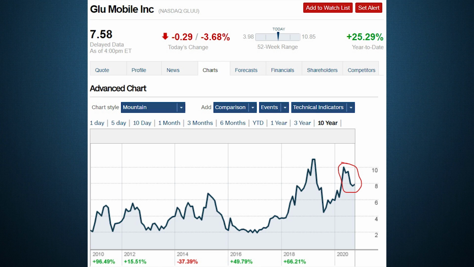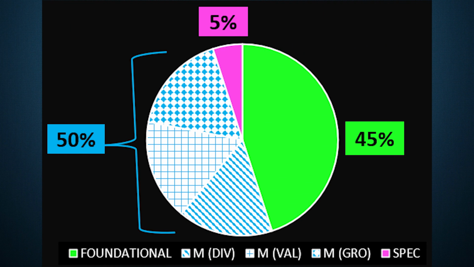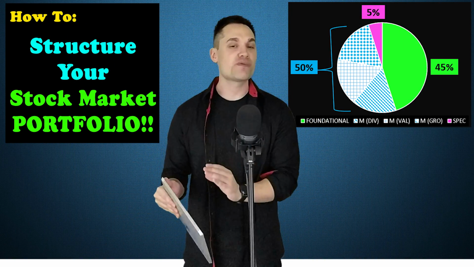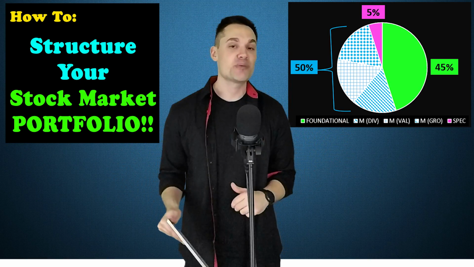Okay, so add up all the different sections and we're probably looking at a portfolio that would typically look something like this: about 45% for foundational stocks, around 50% for middle stocks broken up into dividends, value, and growth oriented stocks, and then just about 5% for some spec plays as well. Okay, so there you have it, guys. I hope you enjoyed the video. A little bit of a blueprint for you guys on how to structure a portfolio. I hope you found that useful, especially if you're a beginner.